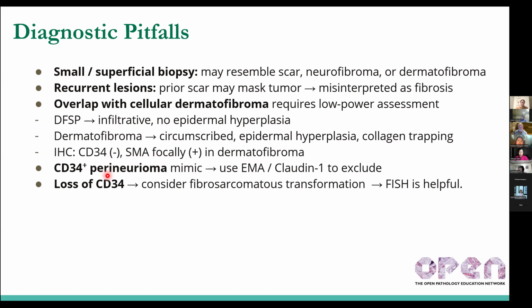With CD34 positive perineurioma, it can mimic DFSP, but we can always use EMA and Claudin-1 to exclude that. If you see the morphology is similar to DFSP, but there is loss of CD34, you can consider the fibrosarcomatous transformation of DFSP, or DFSP-FS, and you can use FISH to help differentiate.